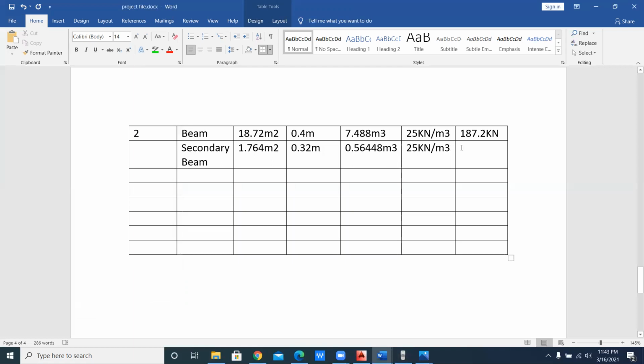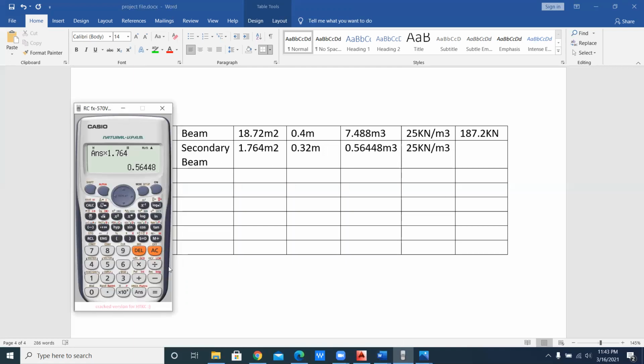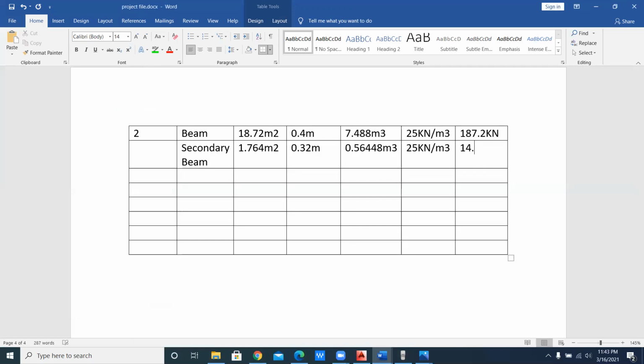Meter cube. Okay, this one. And 0.56 m multiplied with 25, that is 14.112. Okay, that was it.